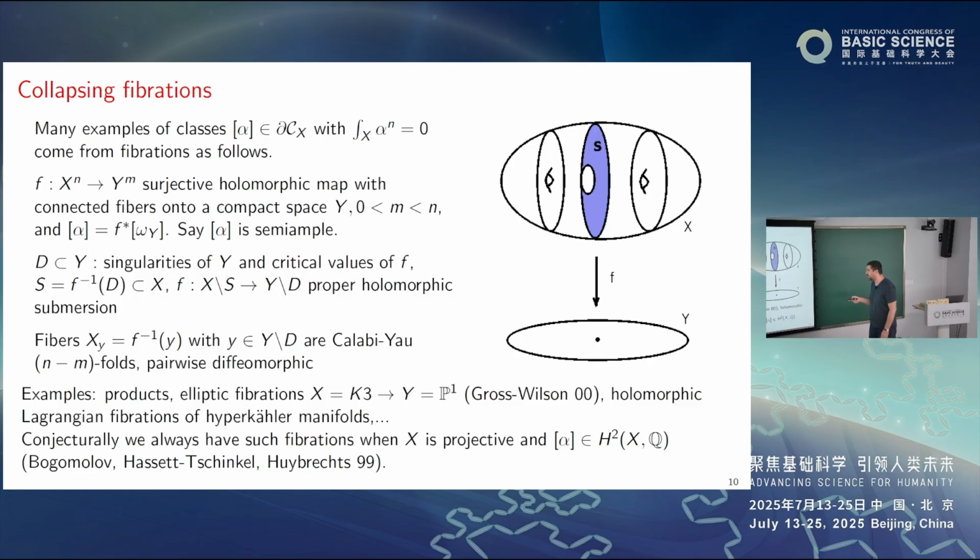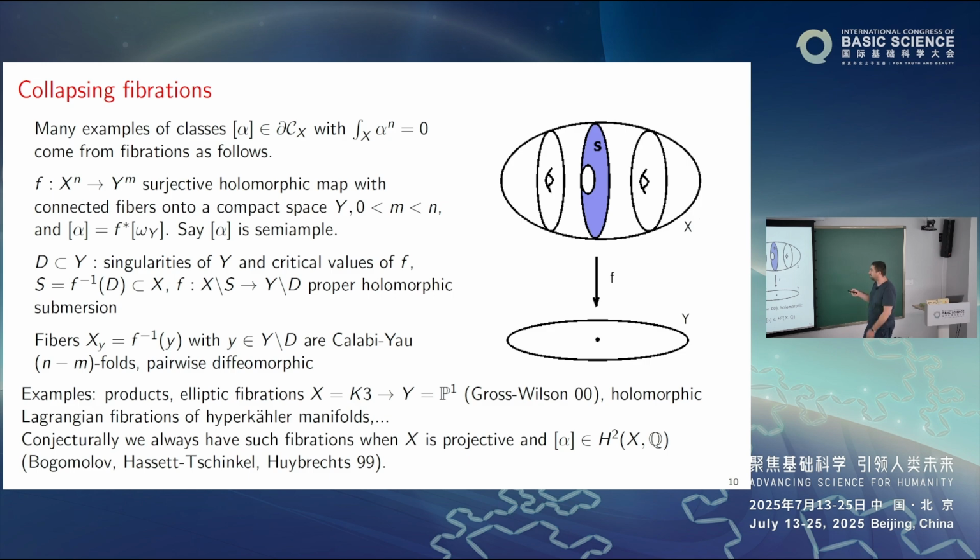And the base also can have singularities. And the fibers of this fibration, the smooth ones, are automatically Calabi-Yau of dimension n minus m. So you have a Calabi-Yau total space, fibered by Calabi-Yaus of smaller dimension with some singular fibers. And then the base. The base does not have to be Calabi-Yau, by the way. These smooth fibers are easily seen to be pairwise diffeomorphic. So it's just one smooth manifold, but the complex structure can be changing. So they can be different as complex manifolds.